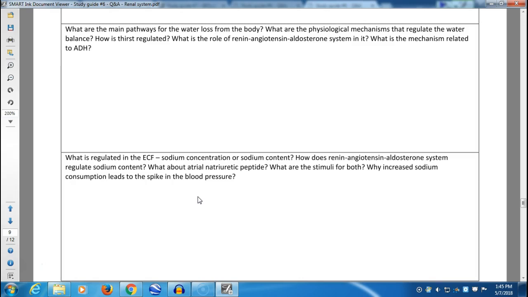Okay, now, water regulation. What you need to understand. Except for drinking water, we have two main mechanisms for bringing water back into the body. It's ADH and renin-angiotensin-aldosterone system, right? ADH is purely water. Renin-angiotensin-aldosterone system, water follows sodium. We're good.